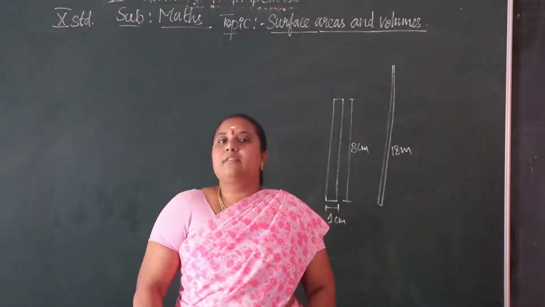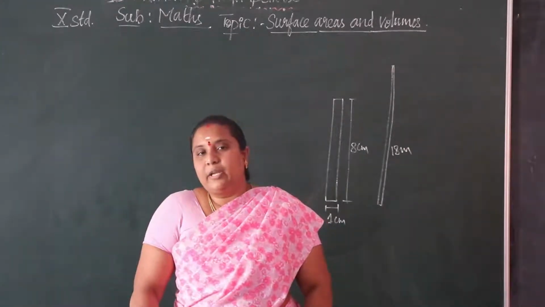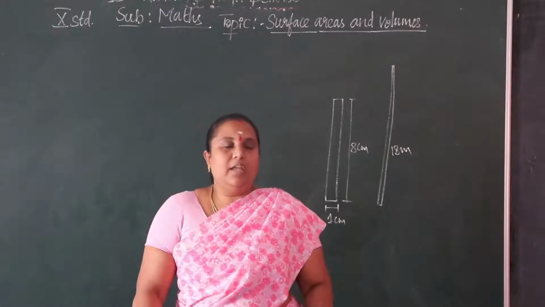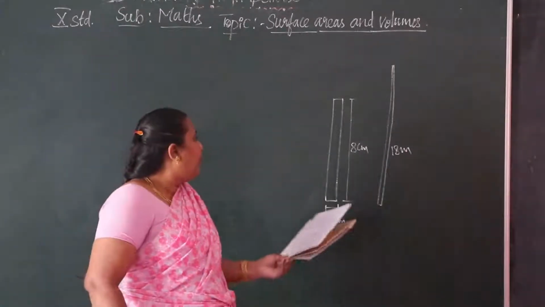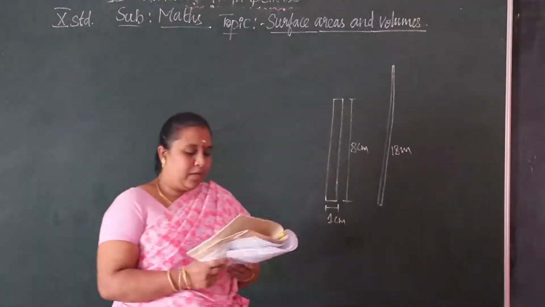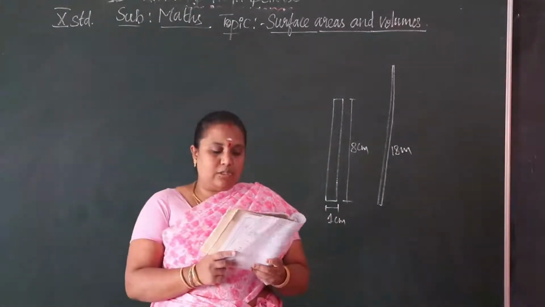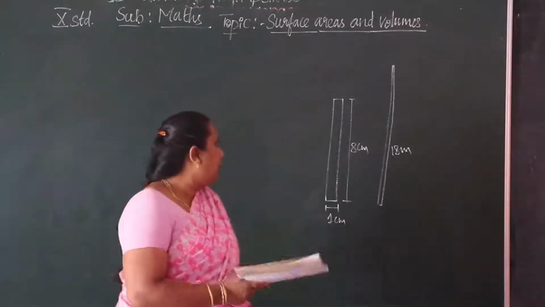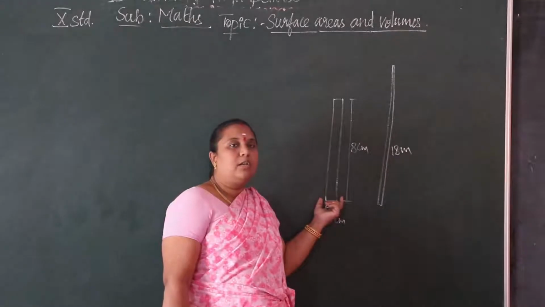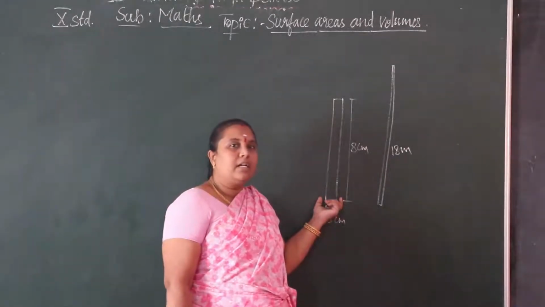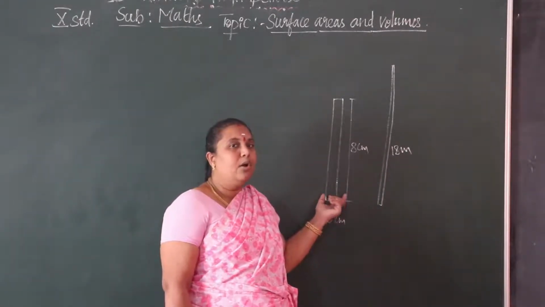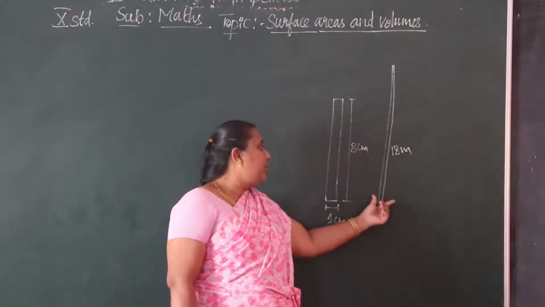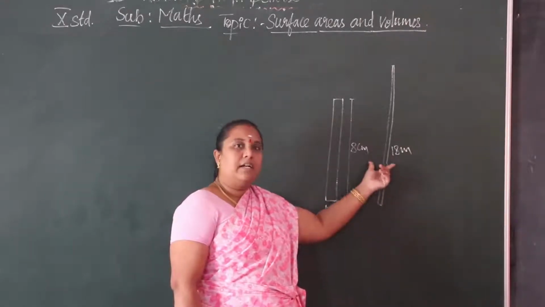Rods are always made in the shape of a cylinder. So here, this is a cylindrical shape. The volume of a rod equals pi r square h. What is the formula to find the volume of a rod? Pi r square h. Volume of a cylinder equals pi r square h. So here also, pi r square h.